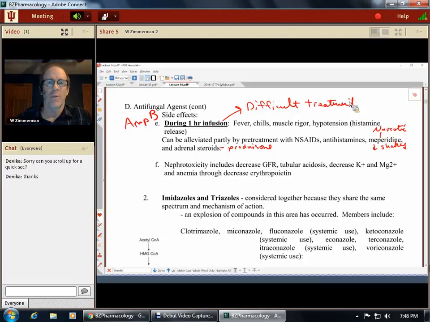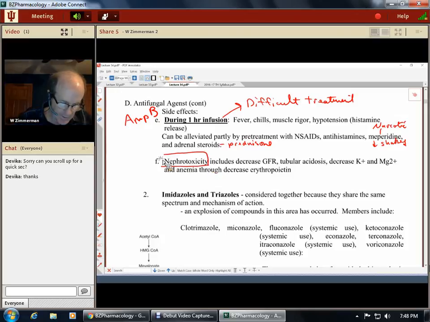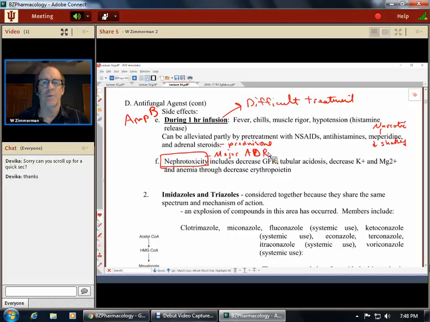Well, the list of side effects for any drug is pretty long, but the side effects with amphotericin B are still very long. Nephrotoxicity is the big one. It's the major adverse drug reaction, the ADR. That's what we worry about the most.